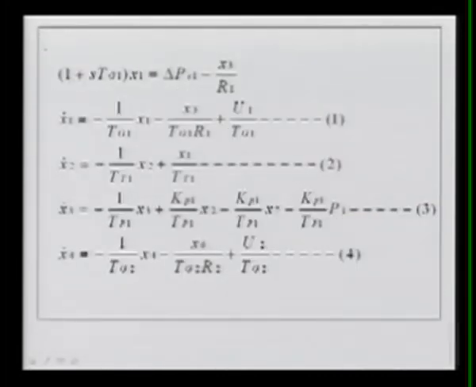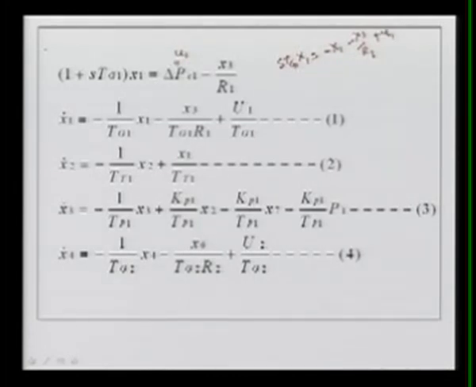Here we can write (1 plus sTg1) x1 is equal to the change in Pc1, that is nothing but u1 we have taken, and minus x3 upon r1. Now we can simplify this again. We can write sTg1 x1 is equal to minus x1 minus x3 upon r1 plus u1.